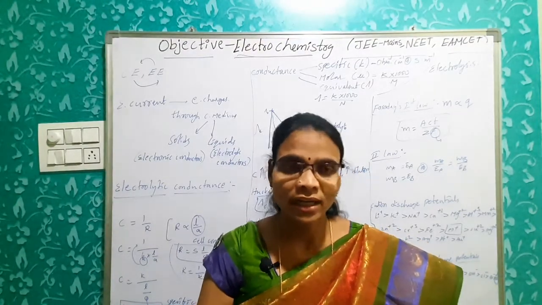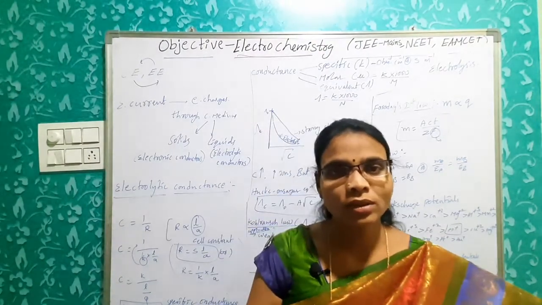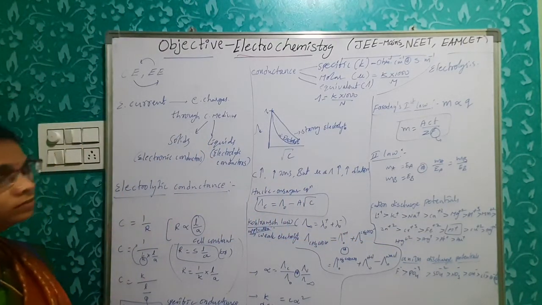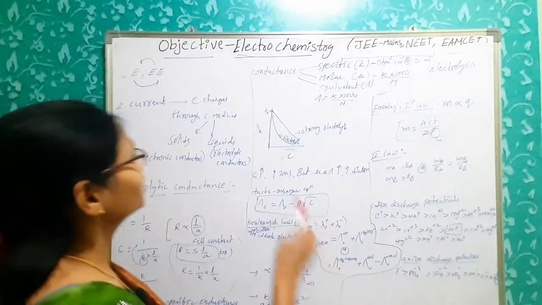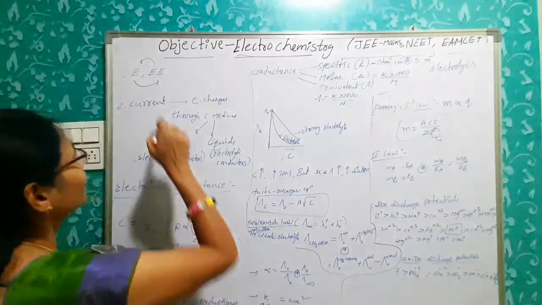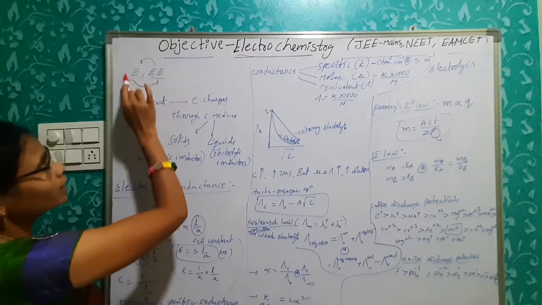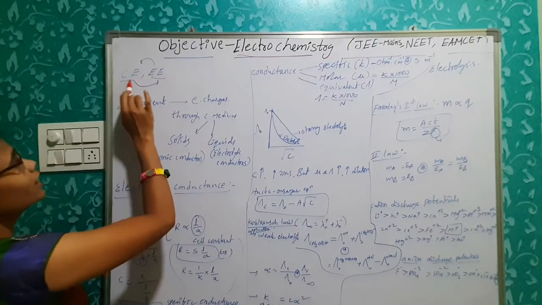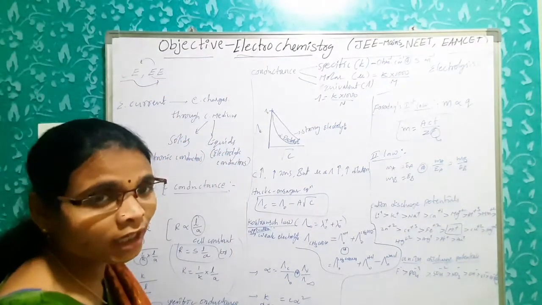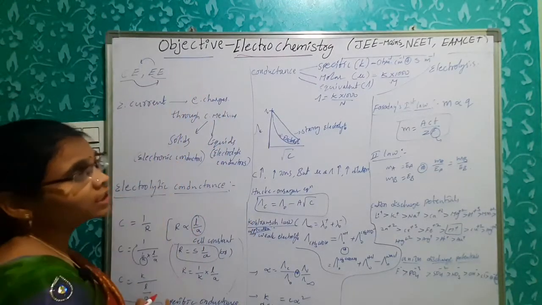Before that, let's see some important points from electrochemistry. See here. Electrochemistry gives the relation between electrical energy and chemical energy. Means simply by using electric current we make chemical reactions. And by chemical reaction we can produce electrical current or electrical energy. Clear? So this relation is studied in electrochemistry.